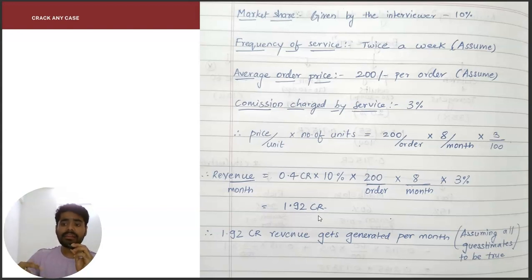It's not guaranteed that what you are assuming will be true. It might be false, but what is important is the approach, the clarity, how sensible you are. 1.92 crore is not a weird number. 1.92 crore for this kind of service in a city like Bangalore is fine. If you are getting some 1000 crores revenue per month, there is something fishy. This is the sanity check that I mentioned in episode 2 of Crack Any Case. You should do the sanity check immediately. You are getting 0.4 CR people, which is fine. You are getting 1.92 CR as the revenue per month, which looks pretty good, and it is possible for a startup. So in this way, you should do a sanity check on the values that you end up with.